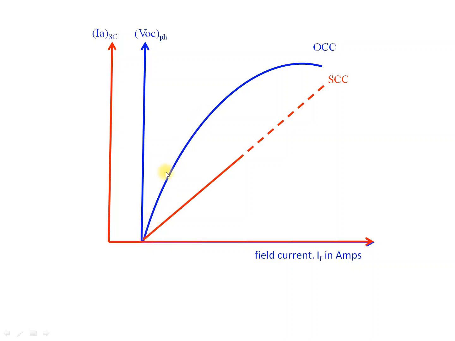In this particular characteristics, you can notice that in the initial period we will have a linear variation: as the field current increases, the open circuit voltage increases. After some time, this portion will come to a saturation point. Whenever we give the field current, the flux will vary, so the open circuit voltage will also increase. If the field current is increased, the open circuit voltage is increased, but only for some time.